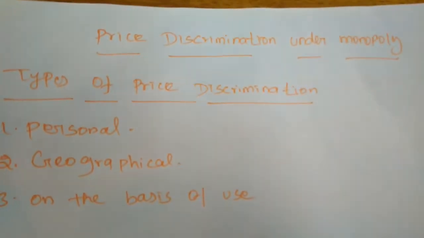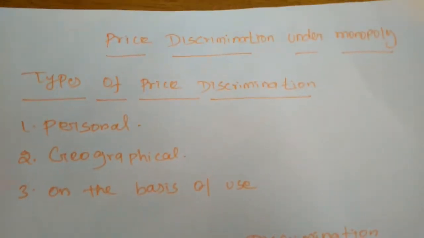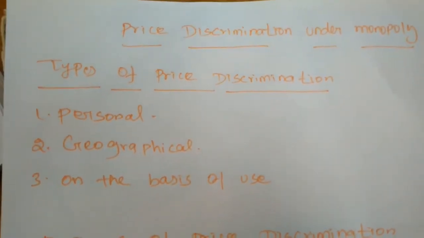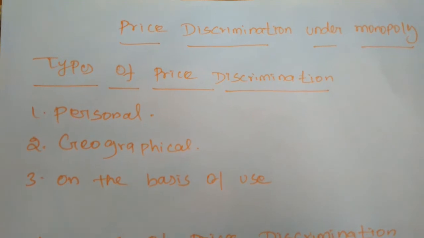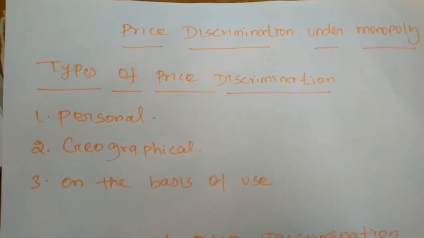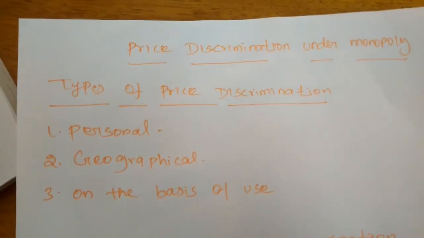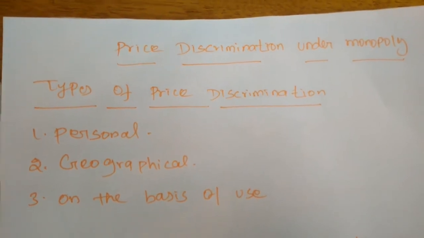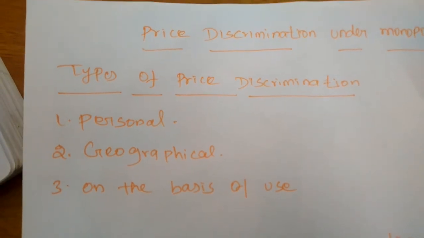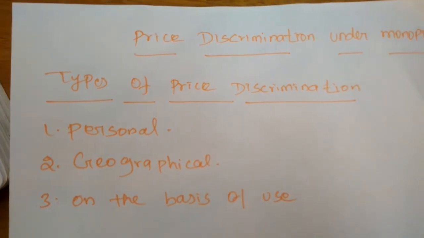Next, price discrimination under monopoly. We have studied that in the monopoly market, the monopolist has the power and the right to fix the price for their commodity. But even so, the monopolist will practice price discrimination, depending on the case. A discriminating monopoly is a single entity that charges different prices to different consumers.